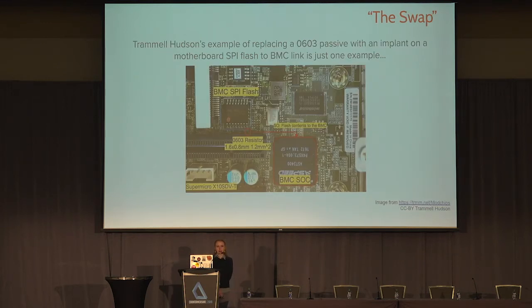All right, so this is a picture of Trammell Hudson's example of what he would do for a hardware implant. He swapped a component on the device. This is just one example of one thing you could swap. And this would mean that the board would function as usual, except it would have a different functionality. They were able to flip ones to zeros in flash memory using this swap. And it could alter enough data such that when you connected to it or when the firmware ran on it, you could actually get command execution.